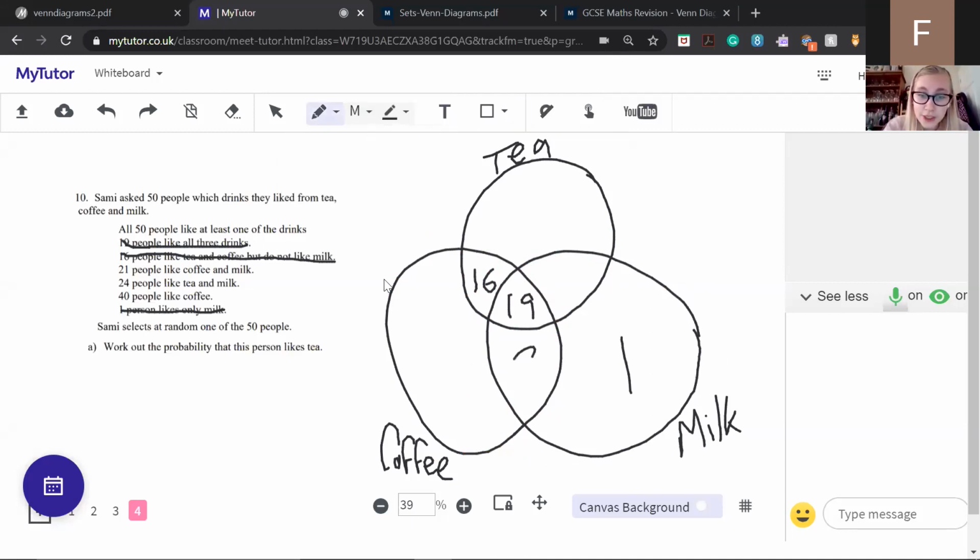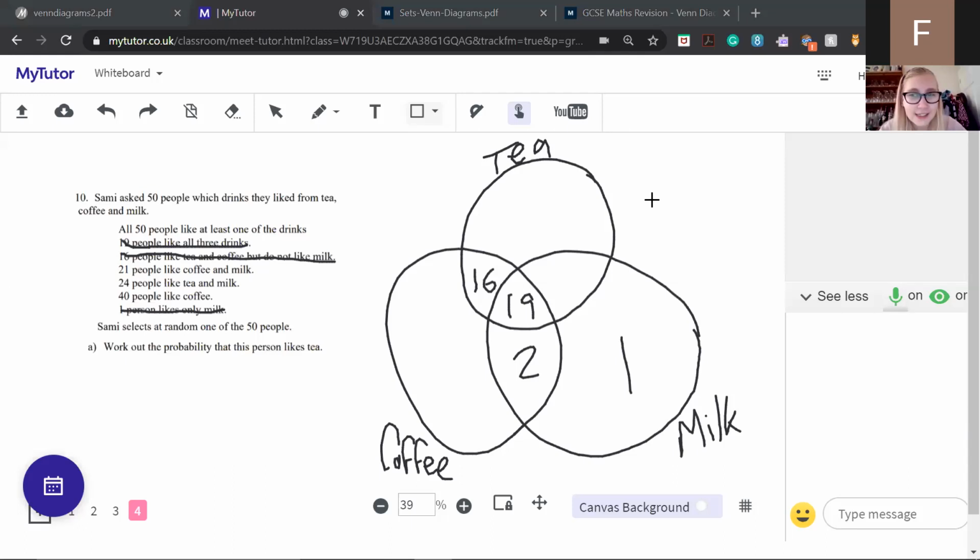So that means that there must be 2 here because we've already got 19 people in this intersection because we know that they like tea as well. So there've got to be 2 more here so that this whole intersection is 21. That's the hardest step that we've done so far. So I hope that one makes sense. I think it really helps if we ignore the T circle. I'm going to do a similar thing with the next one.